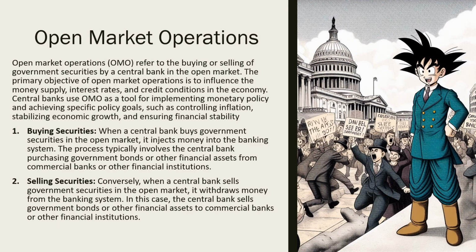The primary objective of an open market operation is to influence the supply of money, interest rates, and credit conditions in the economy, right? So you can either buy securities. When they buy securities, that's when the central bank buys the government security in the open market. So this is injecting money into the system.